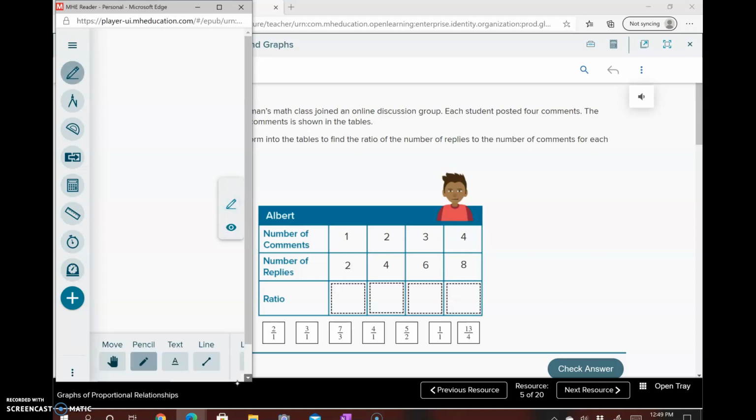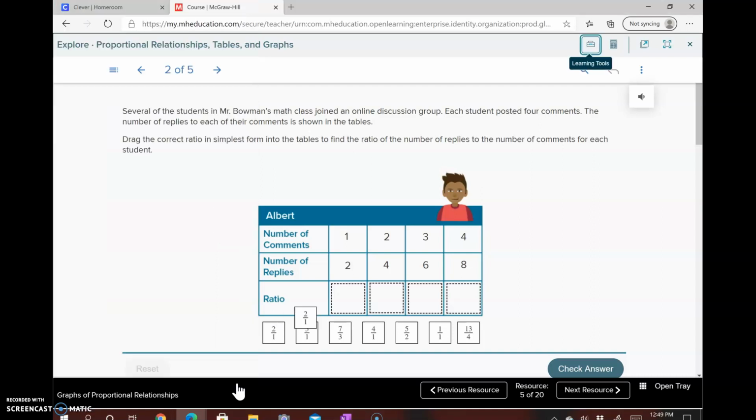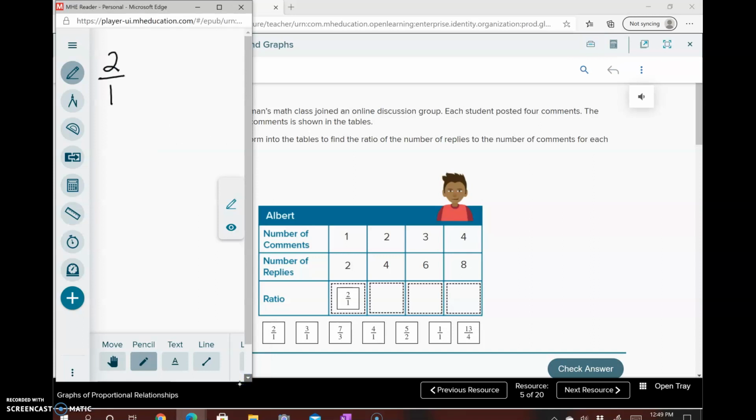So if I write the ratio of replies, we have 2 replies to 1 comment. My bottom number is already 1. That is already a unit rate. I don't need to do anything to it. So I'm going to go ahead and drag this 2 over 1 to that spot. So let's look at the next one. Remember, we're doing replies to comments. So your replies is 4, and your comments is 2.